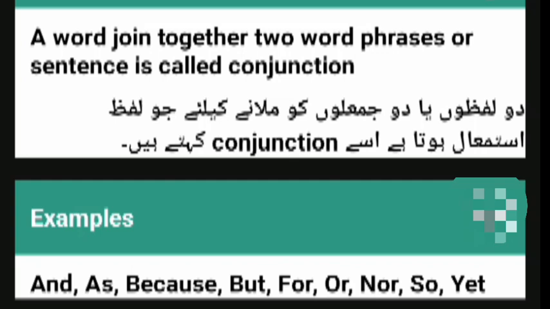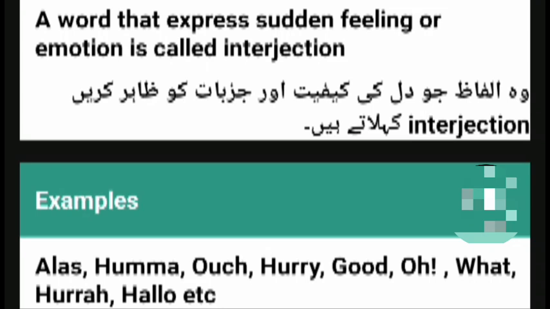A word that joins together two words, phrases or sentences is called a conjunction. And, as, because, but, for, or, nor, so, yet. A word that expresses sudden feeling or emotion is called an interjection. Alas, humma, ouch, hurry, good, oh, what, hurrah, hello, etc.